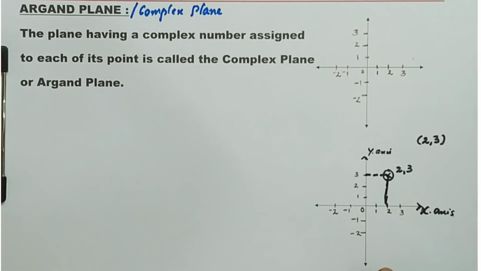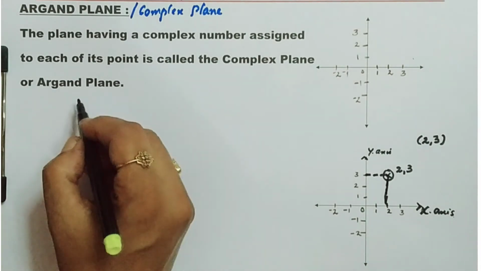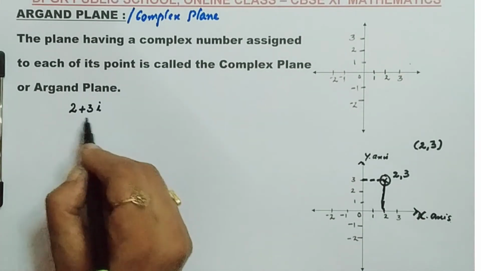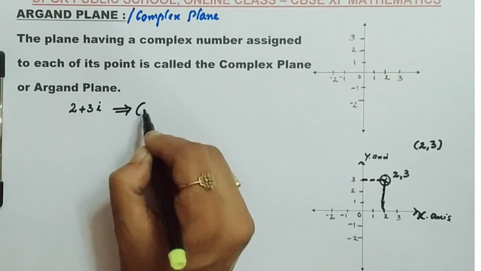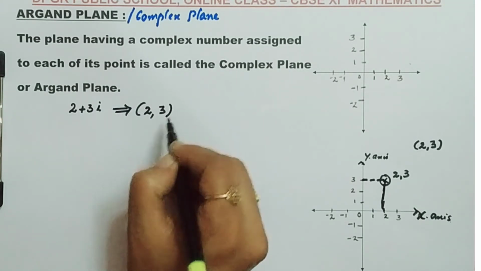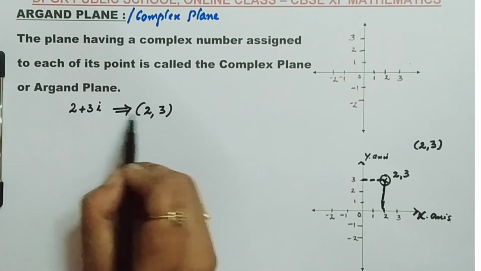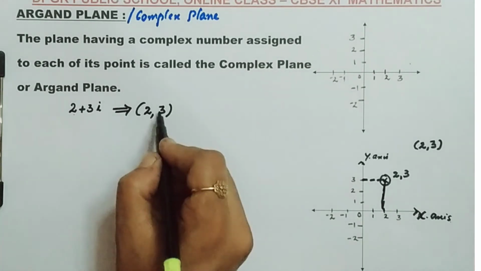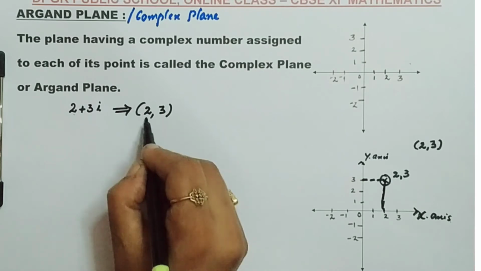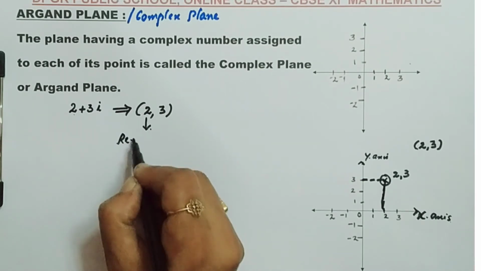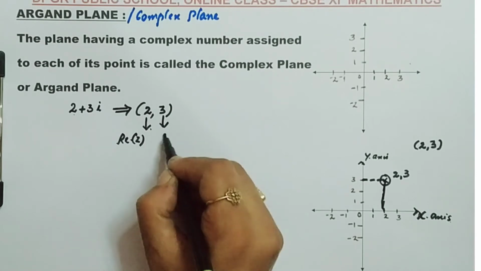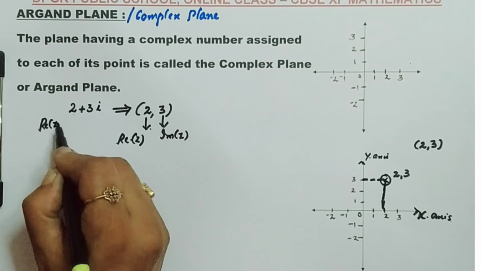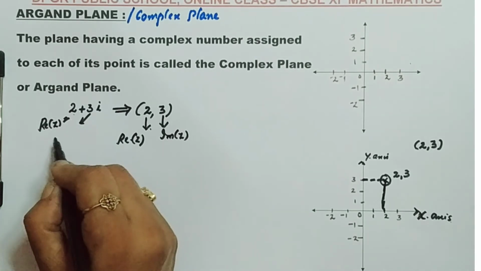In the same way, corresponding to each complex number, consider the complex number 2 plus 3i. Corresponding to this, I can make an ordered pair 2, 3, in which the first or x coordinate is the real part and the y coordinate represents the imaginary part. In the ordered pair 2, 3, this represents the real part of the complex number and this represents the imaginary part. Am I right? 2 plus 3i. What is the real part of z? The real part of z equals 2 and this represents the imaginary part.